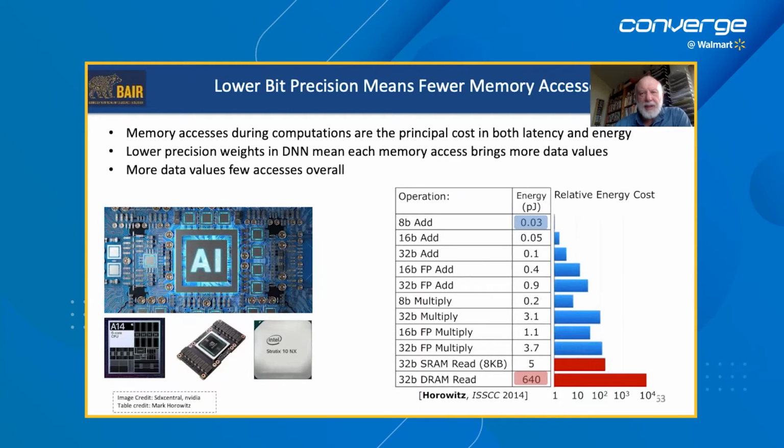Now, there are many things that come from this. What I show on the right here is an oft-quoted graph which describes the relative energy cost of various arithmetic operations, beginning with an 8-bit add, all the way up to a 32-bit DRAM read. And you can see that's a factor of 640, relatively speaking.